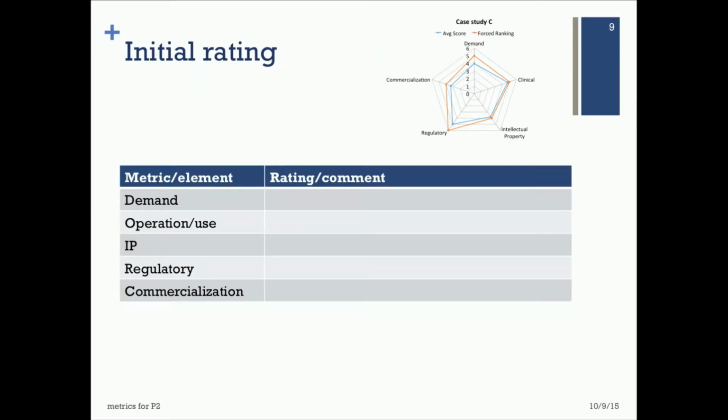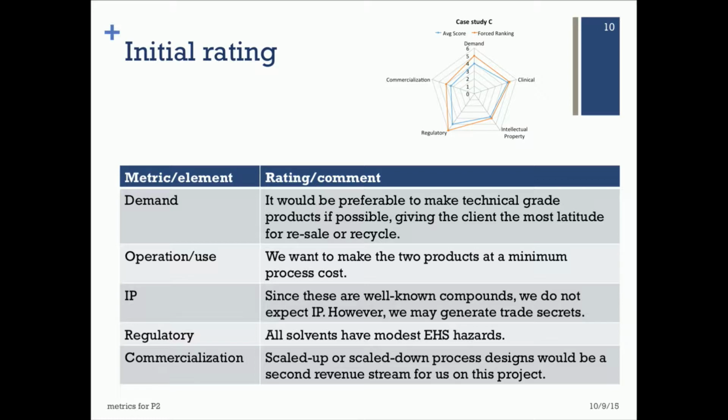Okay, so what we need to do is an initial rating on this process for demand, operations and use, IP, regulatory, and commercialization. I show again the pentagram, and here's what we might do for rating this problem. In terms of demand, it would be much better to provide our client with technical grade products if possible. That would give the client the most latitude for resale or recycle.